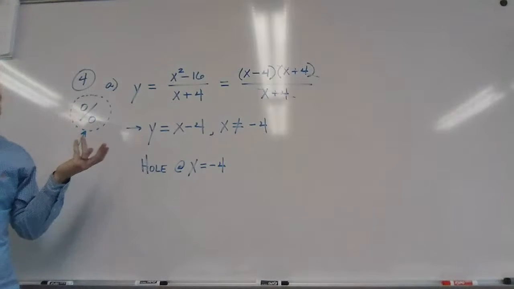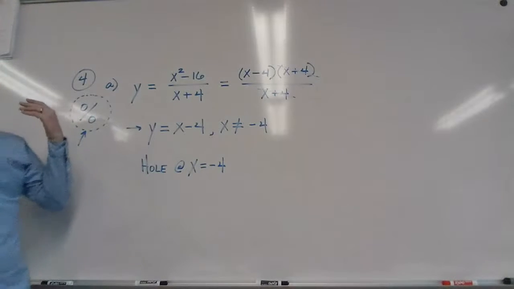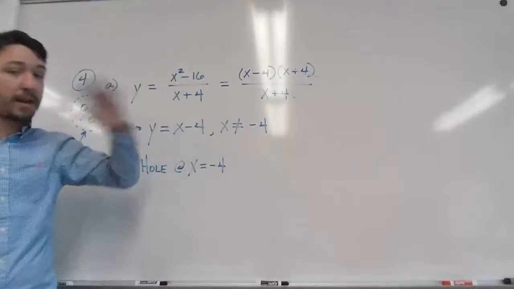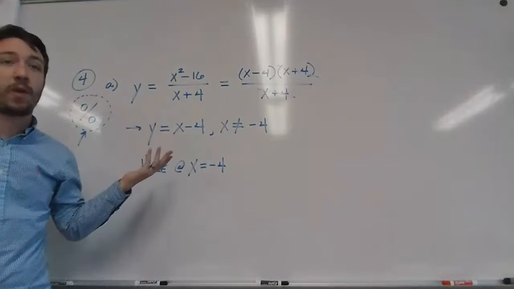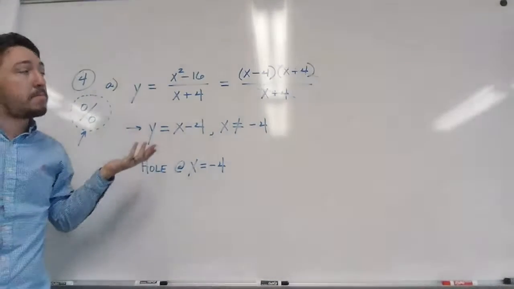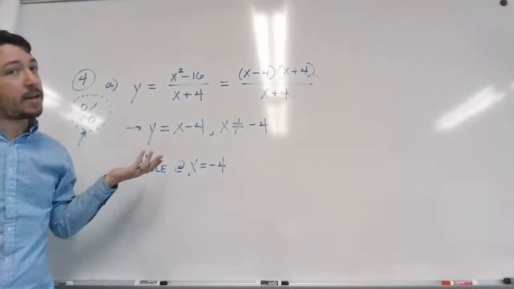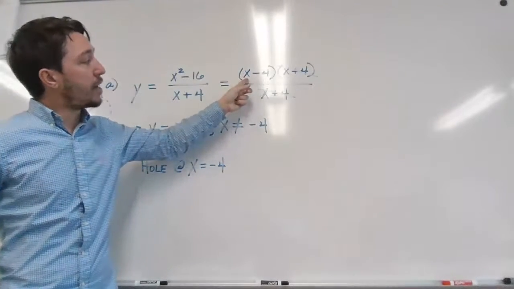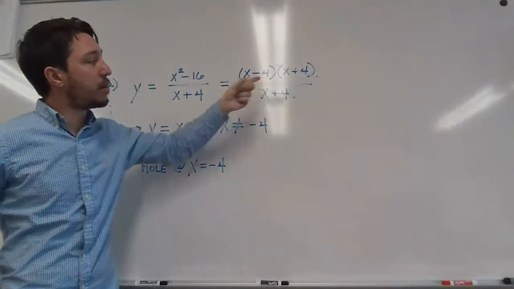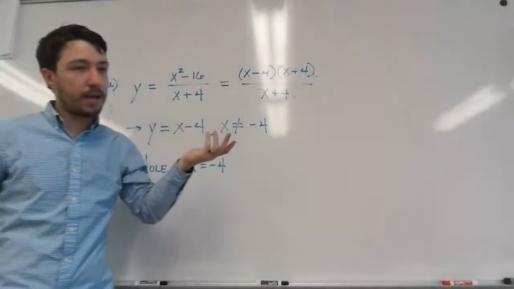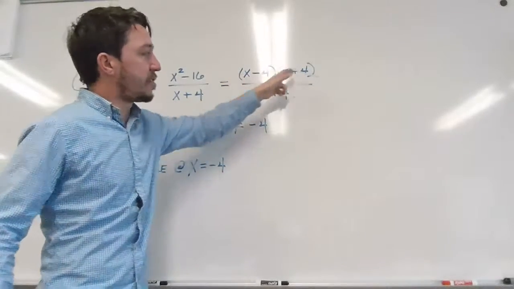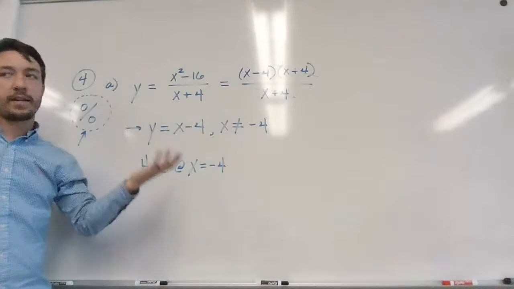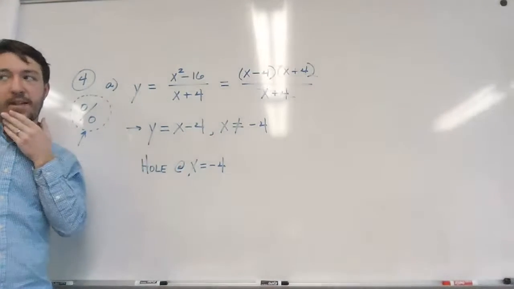You'd say, well, technically, the reason it's a hole is because if I picked a number, I cannot plug -4 into this. I'm not allowed to. I'd have 0 over 0. That's an undefined quantity. It's not a number. But could I plug in -3.9999? Yeah. And if you did, you'd have -3.9999 minus 4, which is negative 7.9999. But then these two terms would divide out, and I'd be left with a y value very close to negative 8. Did I lose you with that one?